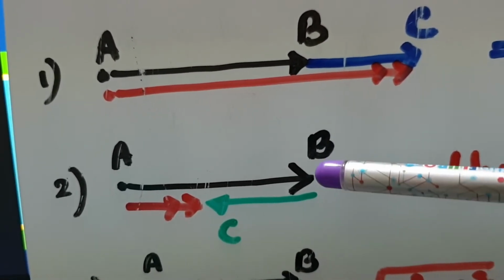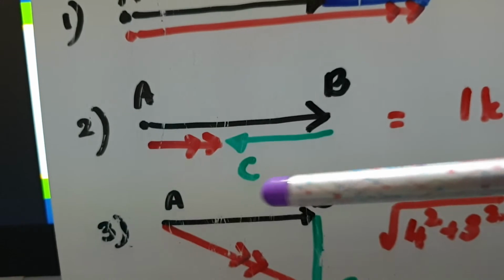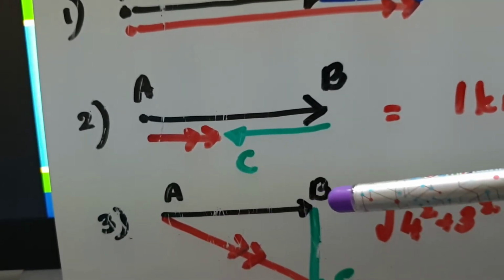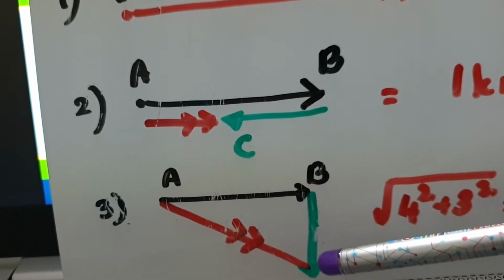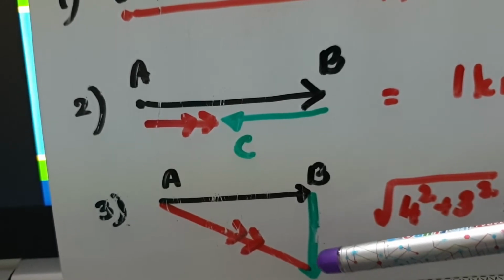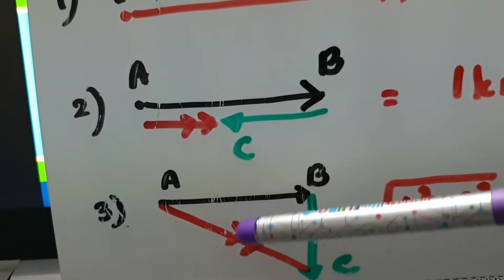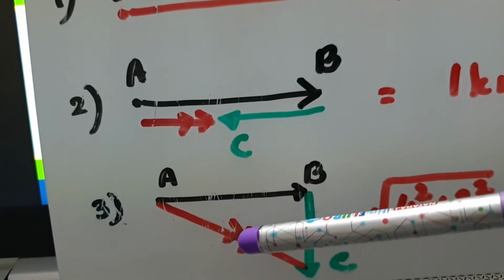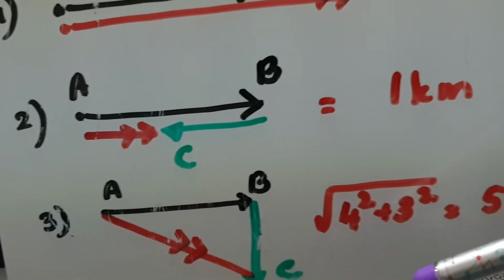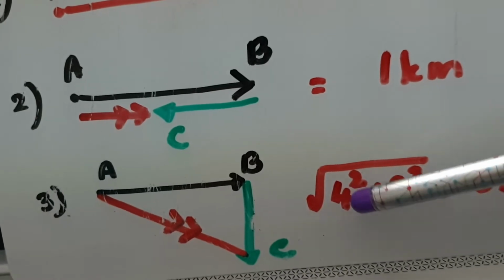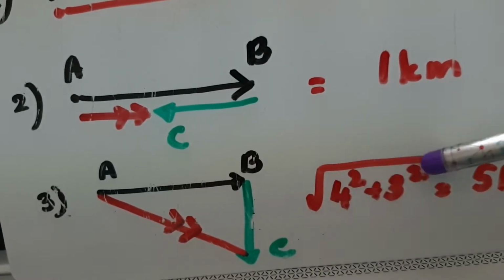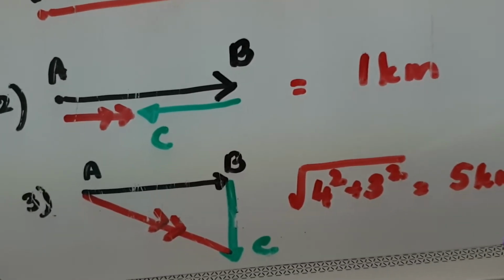But I don't always have to turn 180 degrees around. I could just make a turn of 90 degrees. So here's 4 kilometers to the right, and then going down another 3 kilometers, and my resultant from start to finish is this red arrow with the double arrow there. That's how you do the resultant. And here we use Pythagoras' theorem, which is the square root of 4 squared plus 3 squared, and you get 5 kilometers.